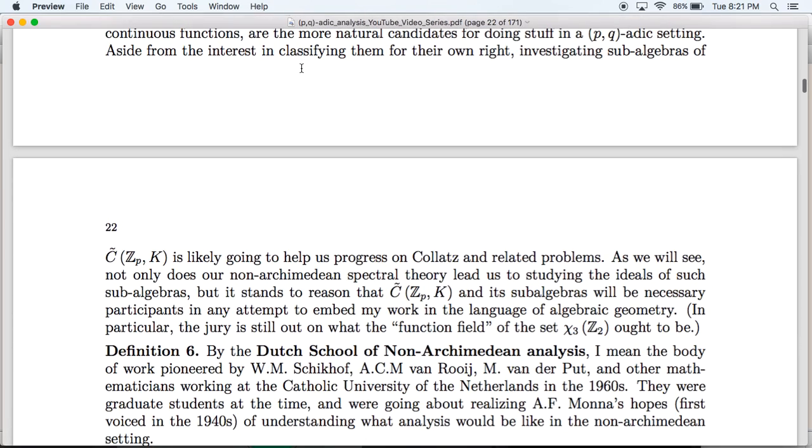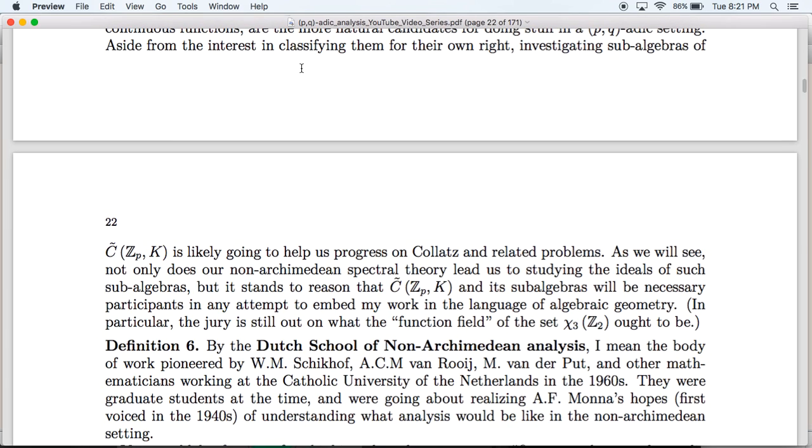I've been saying the Dutch school of non-Archimedean analysis, so I think I might as well clarify what I mean by that. I specifically mean the body of work pioneered in the 1960s by W.M. Schikhof, A.C.M. van Rooij, M. van der Put, and other mathematicians working at the Catholic University of the Netherlands. It's since been renamed, but if you Google Catholic University of the Netherlands, you'll get to the right place.